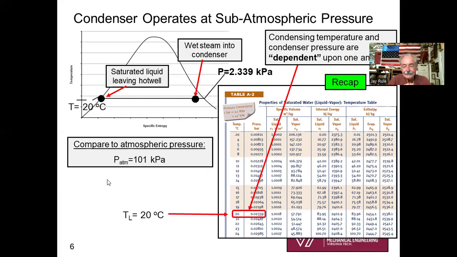Also, as a recap reminder, for most power plant situations, the condenser is operating way below atmospheric pressure. In fact, nearly total vacuum, so a very high vacuum level. I've just given a little example: if we're condensing at 20 degrees C, around room temperature, maybe a little cooler, then the pressure inside that saturated mixture vessel is going to be 2.34 kPa. Wow, that is a high vacuum. That's a very low absolute pressure compared to the atmospheric pressure of 101 kPa.